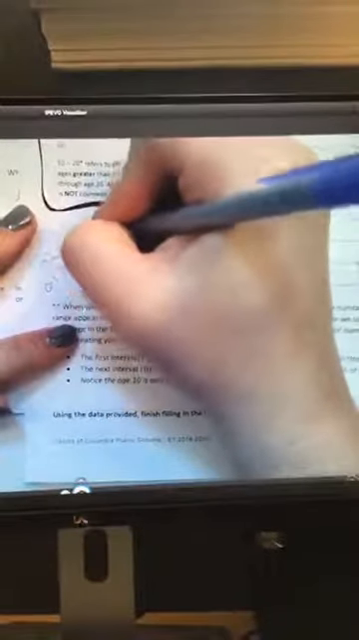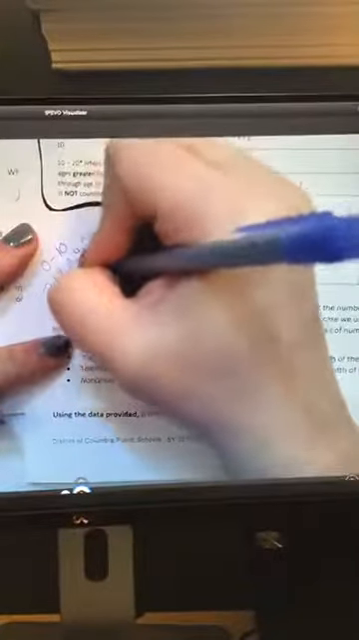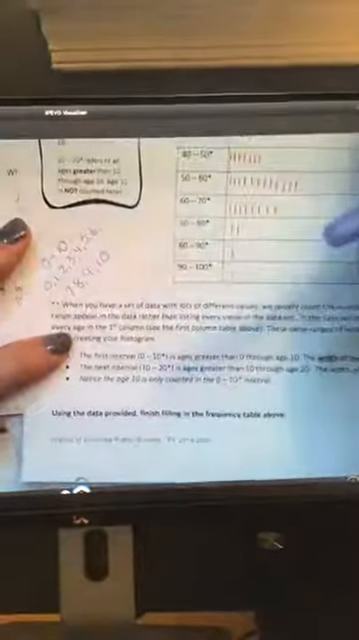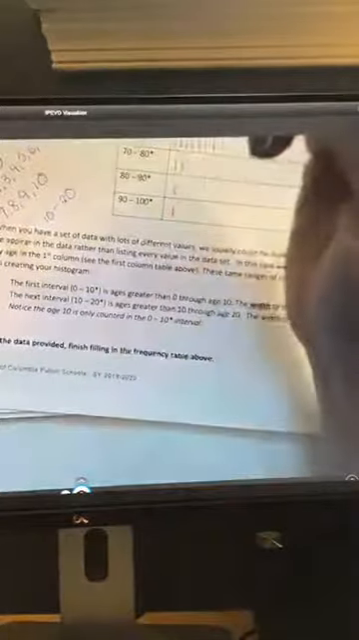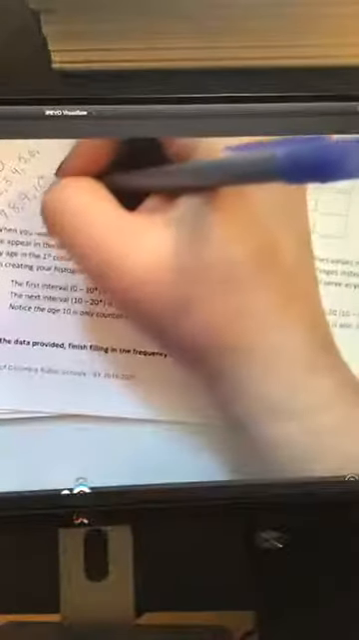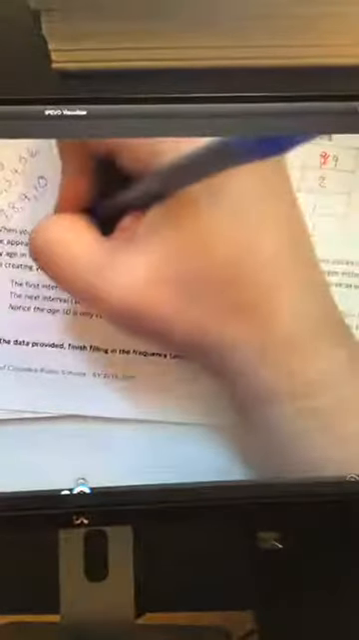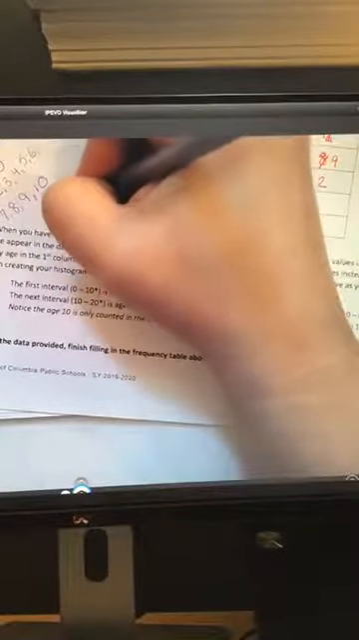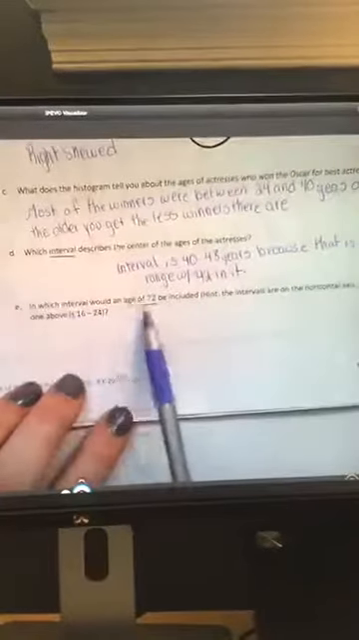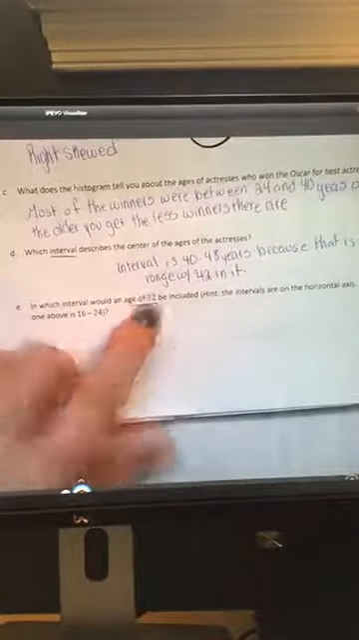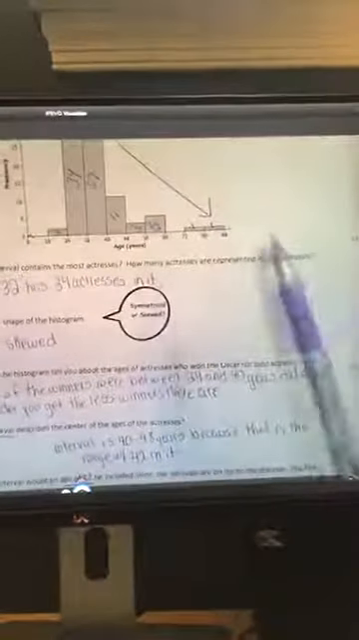2, 3, 4, 5, 6, 7, 8, 9, and 10. Okay? However, when you say 10 through 20, you start counting at 11. And the reason you start counting at 11 is because we already included 10 here. So this would go 11, 12, 13, 14, 15, and so on. Okay? So when we come back to this question and it says, in which interval would age 72 be included? It would actually be included in the range of 64 to 72.